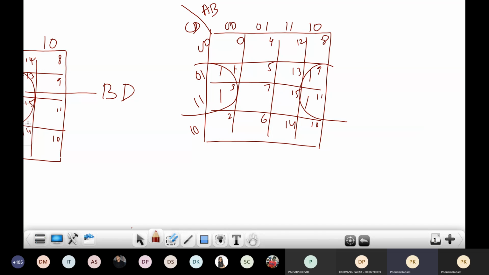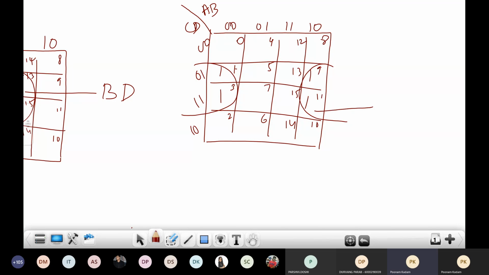If you compare cell number 1 and cell number 9, what is cell number 1? Cell number 1 is 0001. That is A bar, B bar, C bar, D, and cell number 9 is A, B bar, C bar, D. So you see, they differ only in variable A, right? So one of the easiest ways to understand this is that you fold the K map, whichever cells overlap, they are the adjacent cells. So we can have a group of these 4 cells as well.